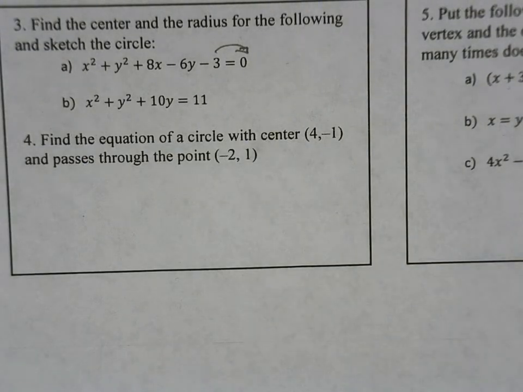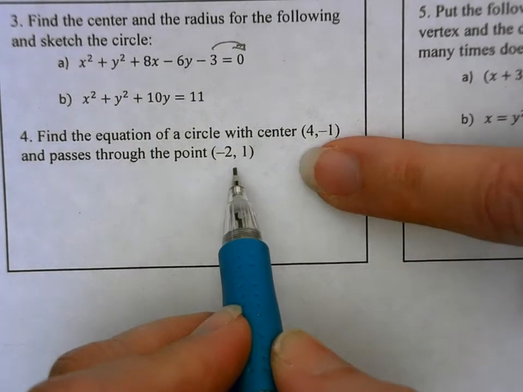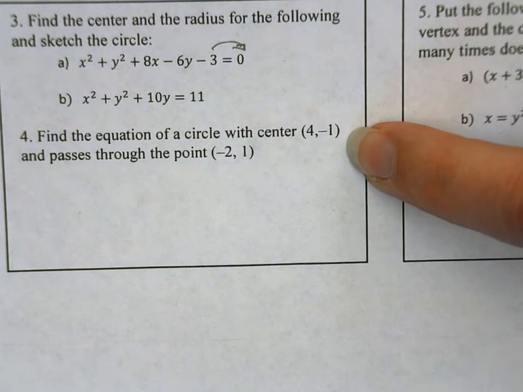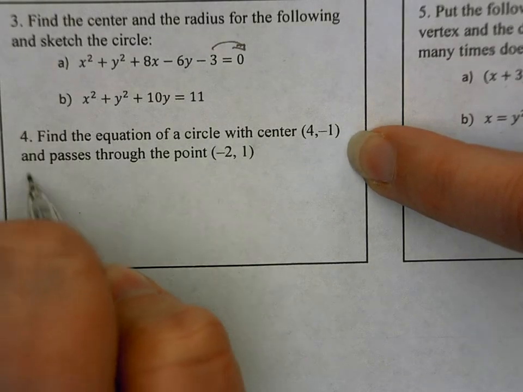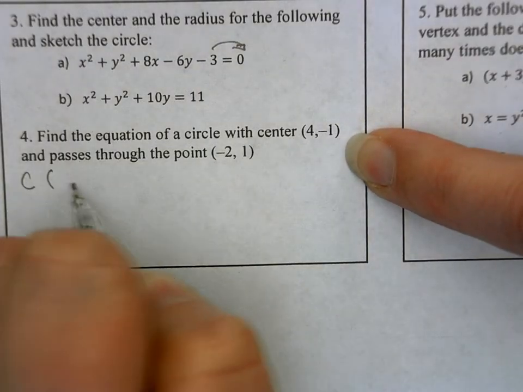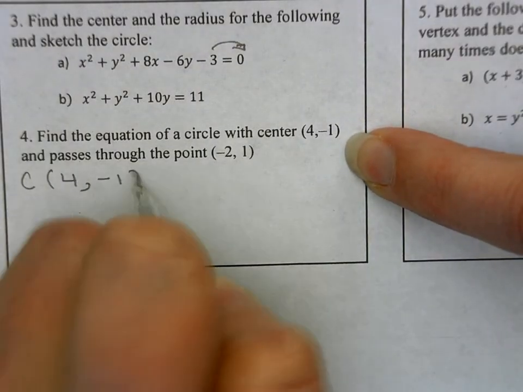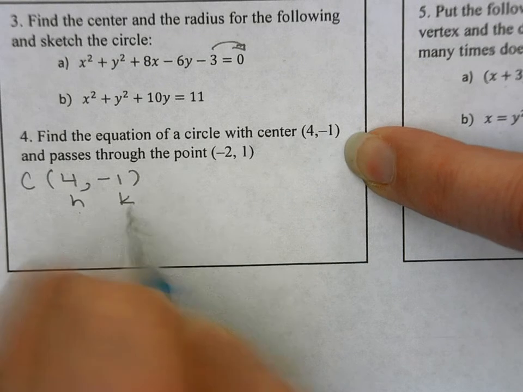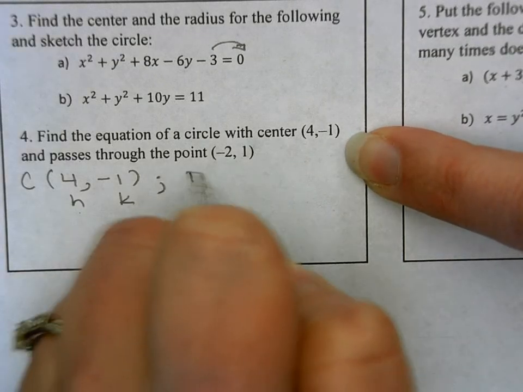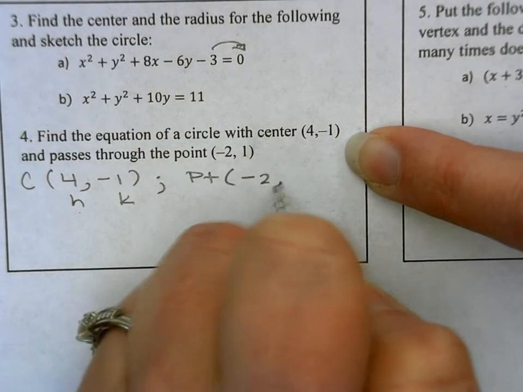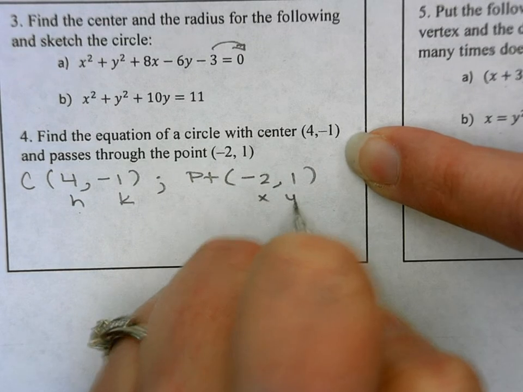Okay, question number 4. It says to find the equation of a circle with center (4, -1) and passes through the point (-2, 1). So a lot of us tend to make a mistake on what's my h and k value, x and y value. So I'm going to write it again, even though I know it's tedious. I have 4 and -1, so there's h and k. And then they give me the point (-2, 1), which is x and y.